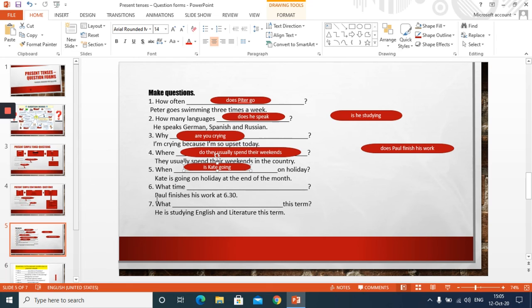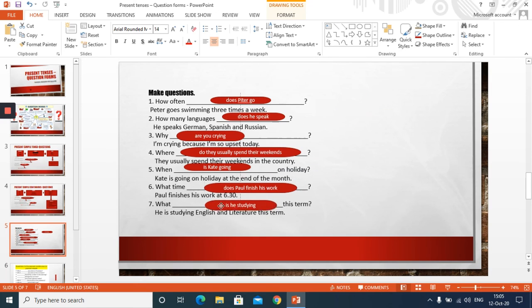Example number 6. Paul finishes his work at 6:30. What time does Paul finish his work? And the last example, he is studying English and literature this term. What? This term. Is he studying? Okay? Write these sentences and complete them with appropriate endings.